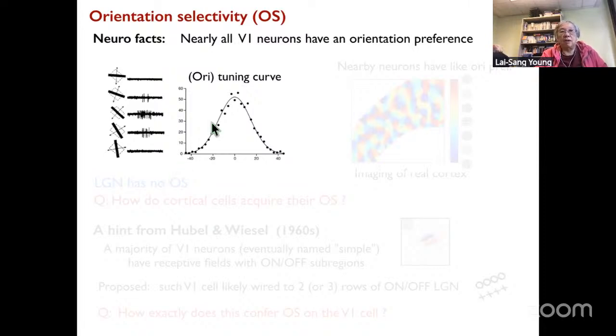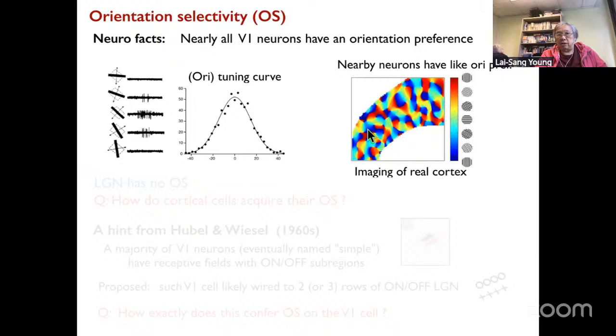So every neuron has a preference. It just likes some things and doesn't like other things. And this is what is called a tuning curve. Suppose it likes 0, then it fires a lot like that. And then when you change the angle to the side, it fires less and less. And when you move sufficiently far away, it doesn't fire at all. Okay. So this is the property called orientation selectivity.